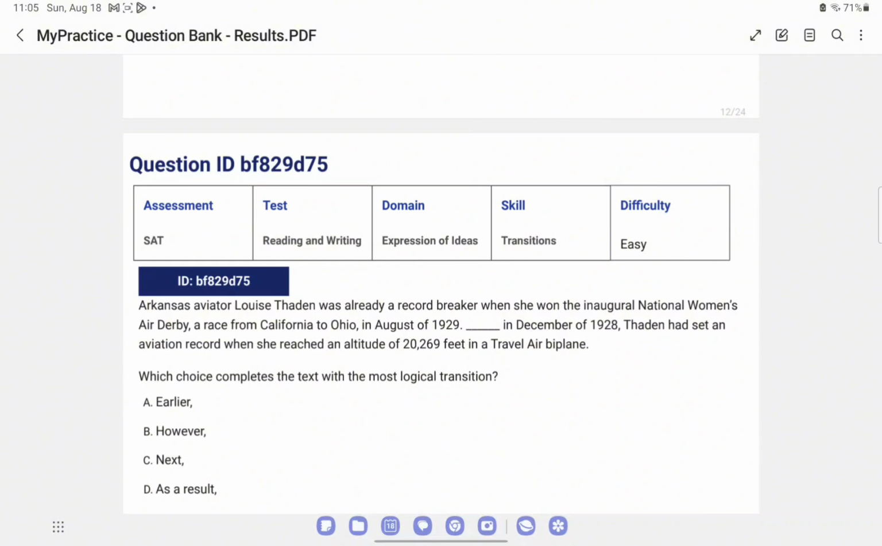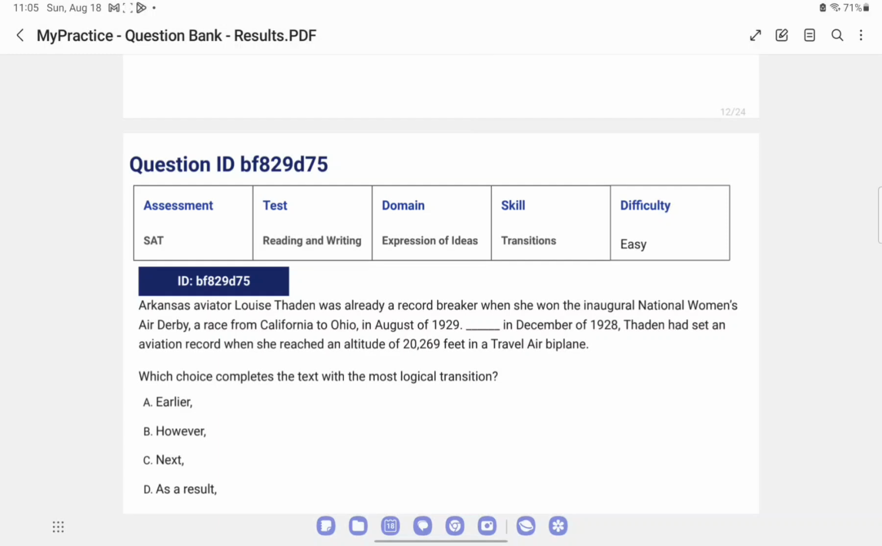So, it's saying she was a record breaker in August 1929 when she won the Derby. I'm thinking it's going to be earlier because it doesn't say that she broke a record during that competition. It just says she was already a record breaker, and then the next sentence talks about the record that she broke. So it's saying she was a record breaker when she won this competition. Earlier, she broke that record. That's what it looks like to me.